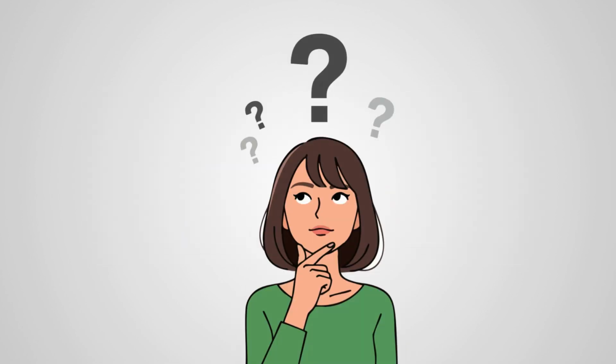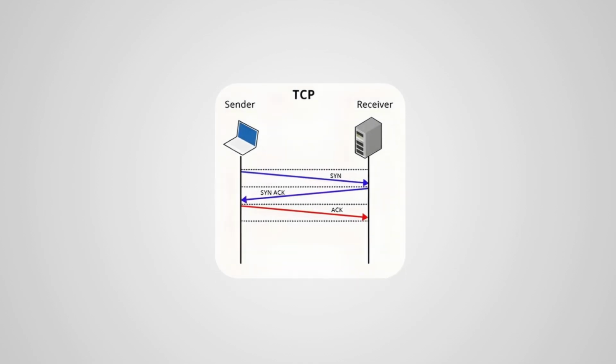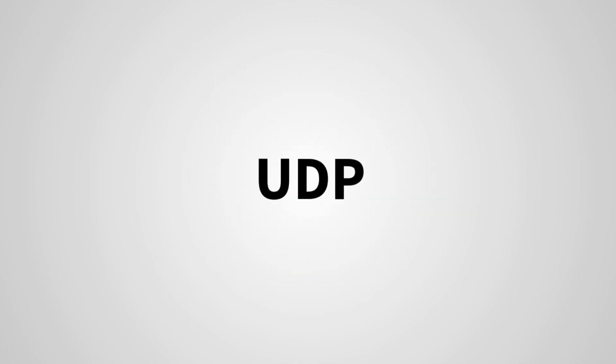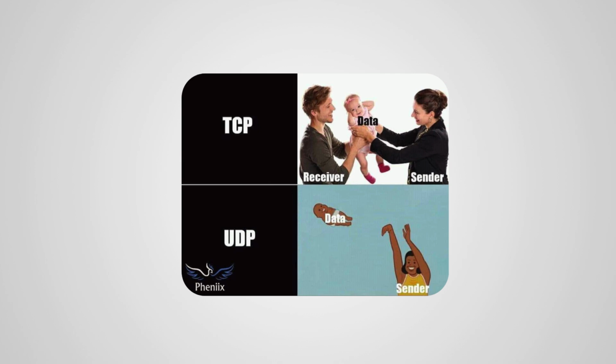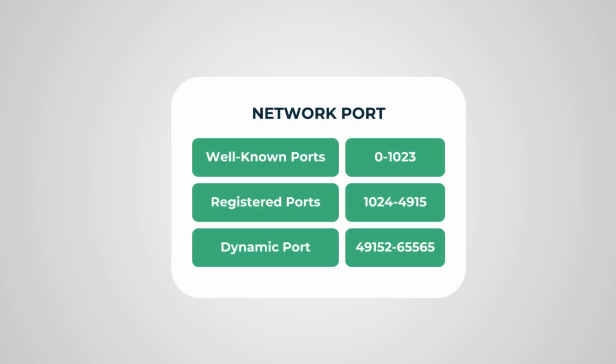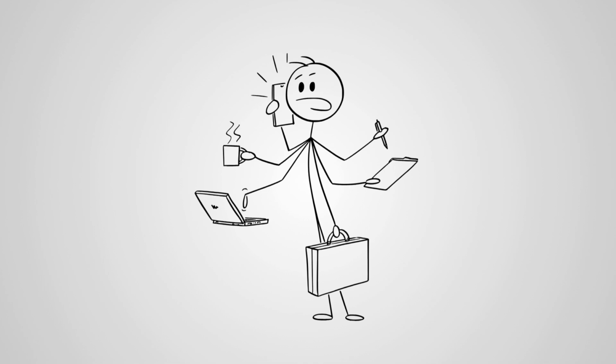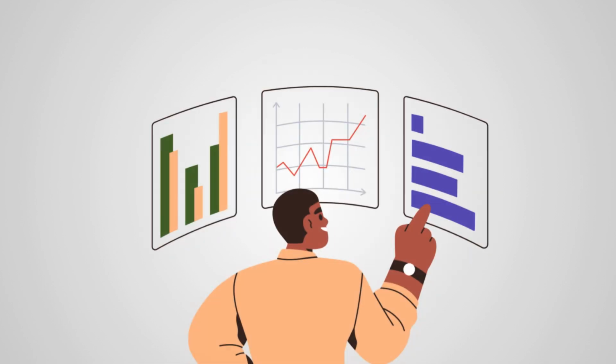Two important protocols operate here: TCP, which guarantees reliable and ordered delivery, and UDP, which sends data faster but without guaranteed delivery. This layer also uses port numbers, so multiple applications can communicate at the same time. Essentially, the transport layer acts like a quality control manager, ensuring data arrives correctly.